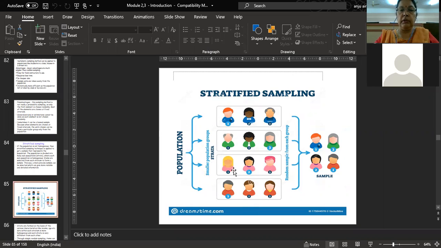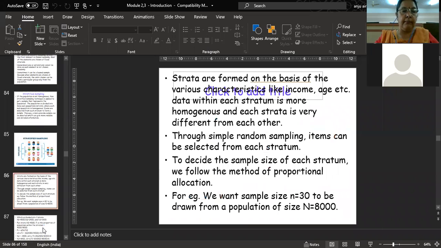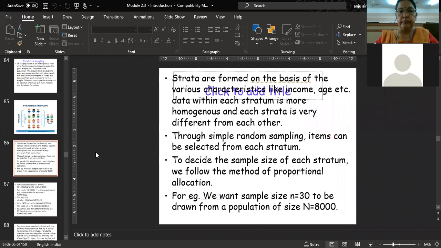So you first divide the population into strata, that is different groups. So blue will form one group, green, pink and orange the other groups. Then from each group, each stratum, you will select randomly and include that into your sample. So this is how your stratified sampling technique is to be followed to select your sample from the population.